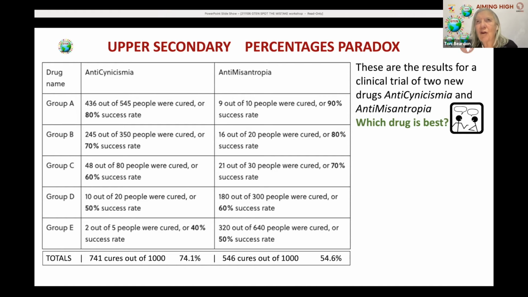Usually there's more than one group involved, and usually they are comparing the number of people who were cured, and that's the success rate, the percentage of people who were cured. So this could be a proper medical trial, and doctors might well think that anti-misanthropia was the better drug, because every time it seems to have more cures. Okay, in each of those 5 groups, there are more cures, as Caroline has said. And yet, when you put them all together, it's actually the first drug, the anti-cynicismia, that's the better one.